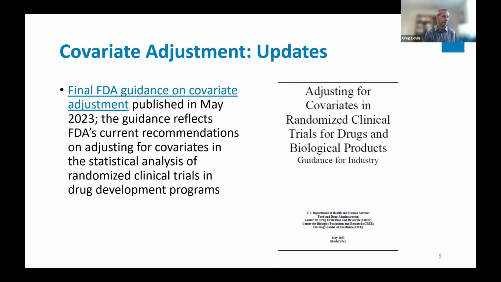So just diving right in. One area where we've had policy and guidance development is in the space of covariate adjustment. We had a draft guidance published and received public comments, and then reviewed those comments, made edits, and published a final FDA guidance on covariate adjustment in May of last year. This guidance reflects FDA's current recommendations on adjusting for covariates in the statistical analysis of randomized clinical trials and drug development programs. The link to the guidance is provided here.